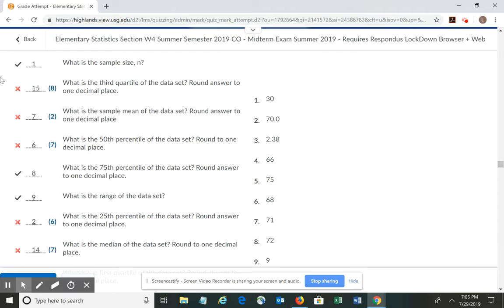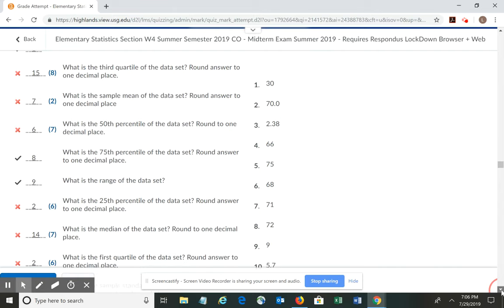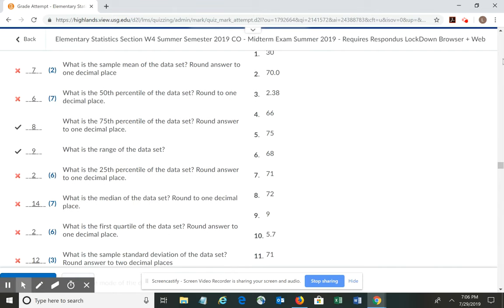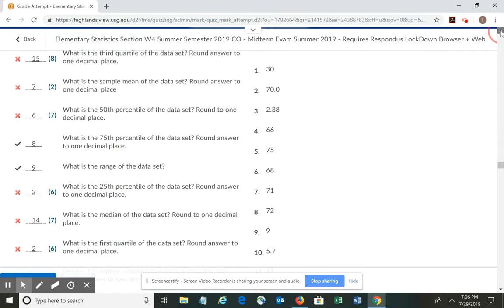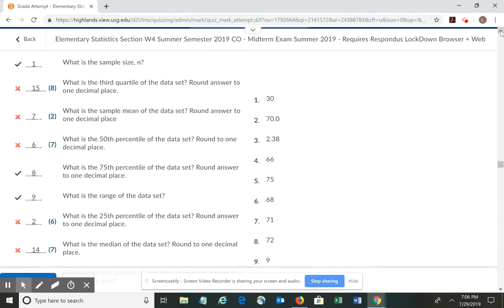Okay. What is the sample mean? The sample mean for that data set is 70.9. It says round to one decimal place. So 70.9, again, I might be a little bit off, would be number 2. Okay, so she actually got the sample mean wrong.